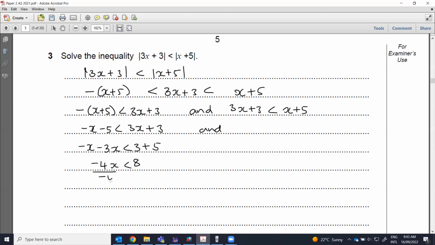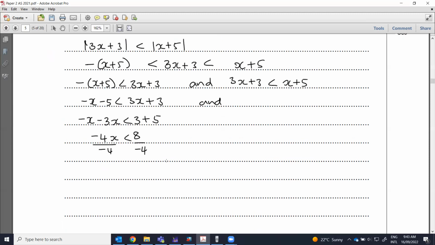Then we divide by minus 4 on both sides. Now, very important, note that when you divide by a negative number, the inequality must change the direction that it is facing. So anytime you multiply or divide by a negative number, the inequality will change the direction that it is facing. So this is x, and then we have 8 divided by negative 4. This is negative 2. So I've solved the inequality on the left, I move on to the one on the right.